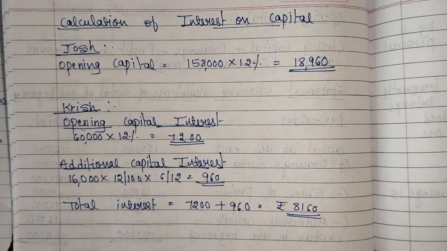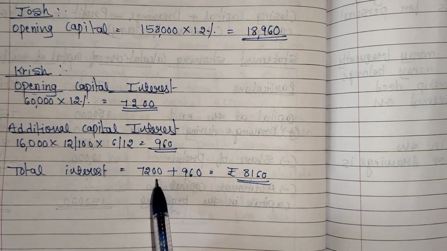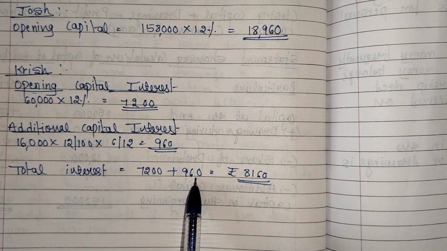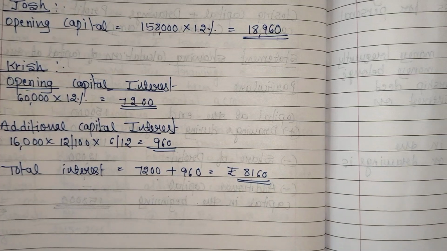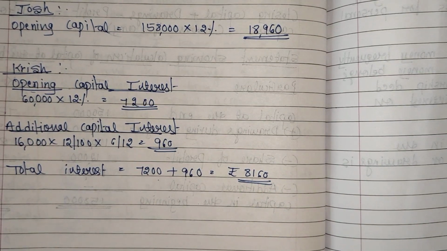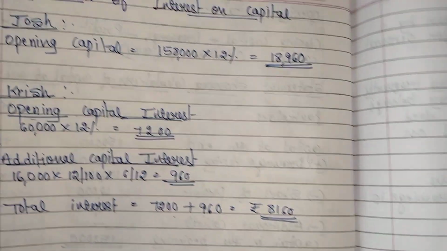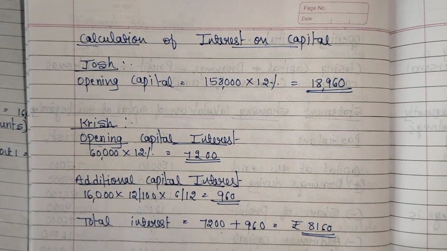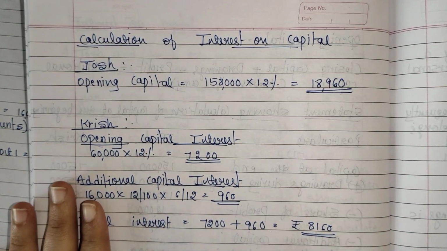So what is Krish's interest on capital? First on opening capital 7,200 and next additional capital 960. So total 8,160. That is the interest on capital of Krish. Clear? So this is the solution. First we need to calculate the opening capital. After that it is easy to calculate the interest on capital. Clear? So I hope this problem is clear to you all.